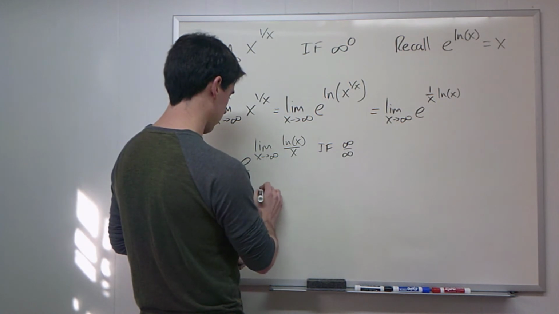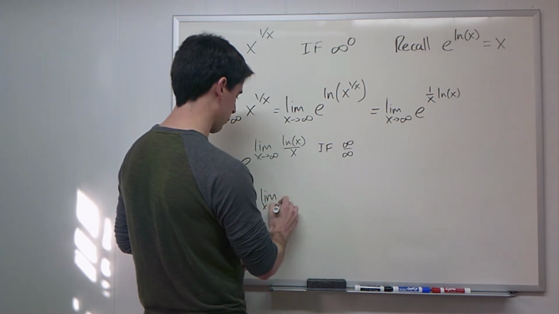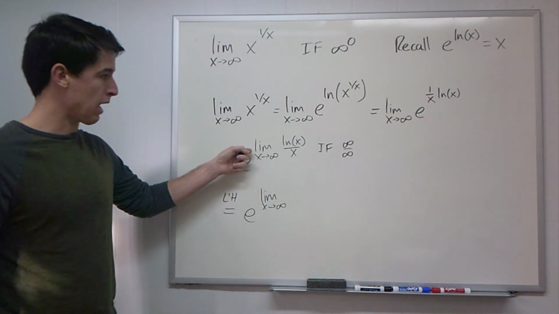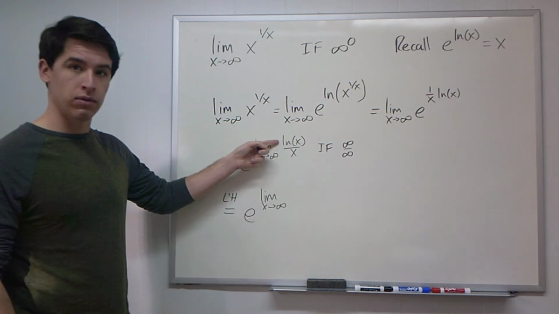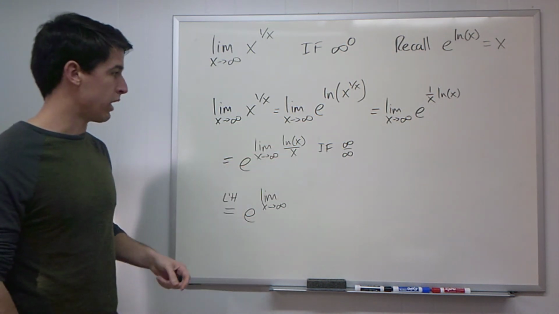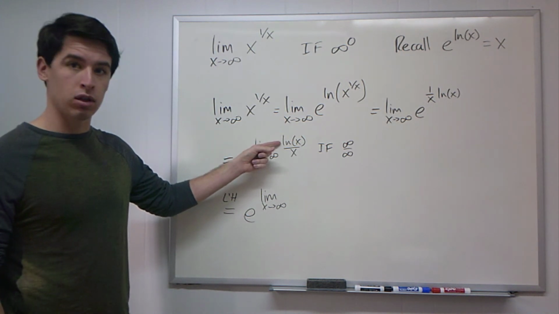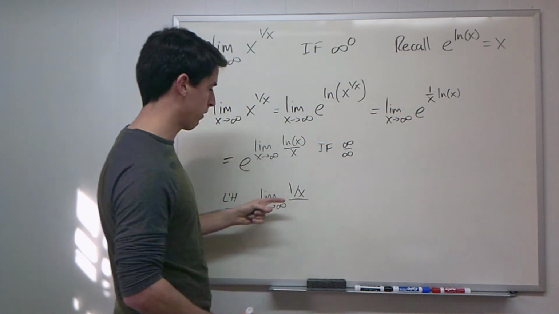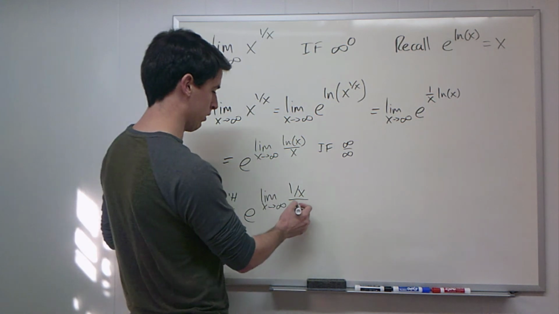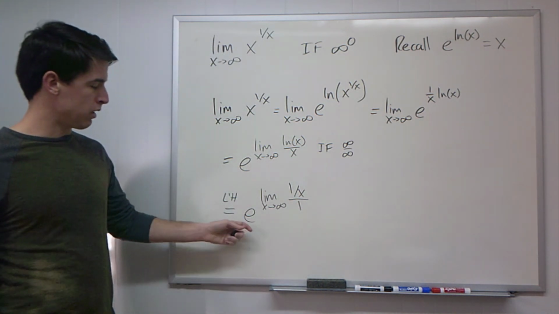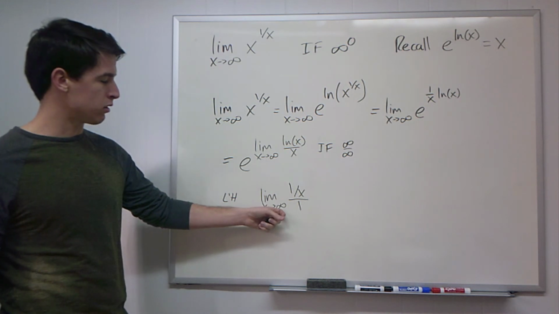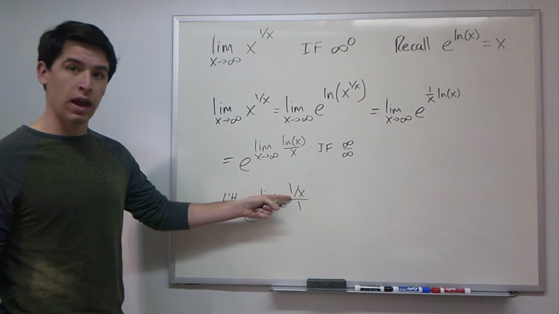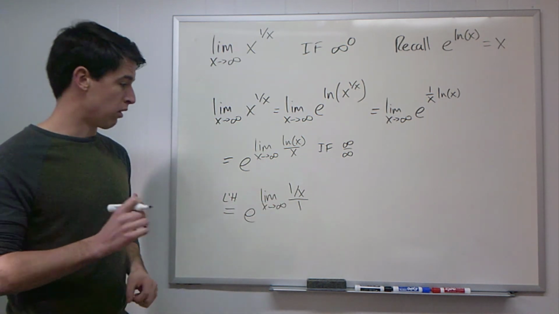So I get e to the limit as x goes to infinity. L'Hopital's rule says that this limit is the same as the limit when I take the derivative of the numerator and the derivative of the denominator. So the derivative of natural log of x is 1 over x. And of course the derivative of x is just 1. So now in my limit, I have the limit as x goes to infinity of 1 over x over 1, so essentially just 1 over x, but that is going to go to 0.